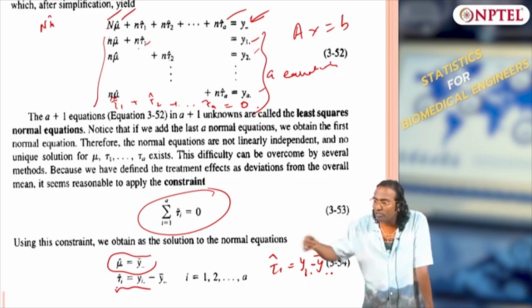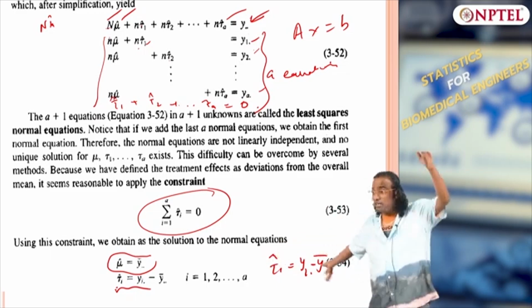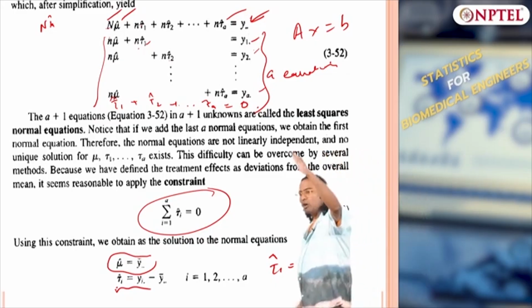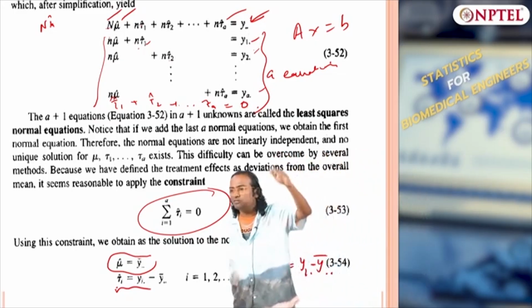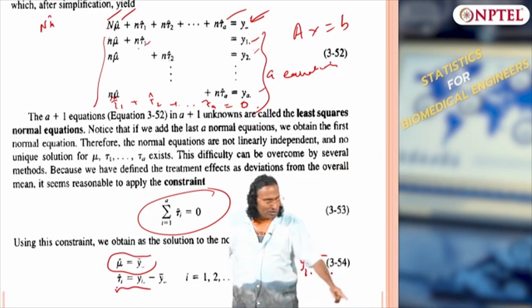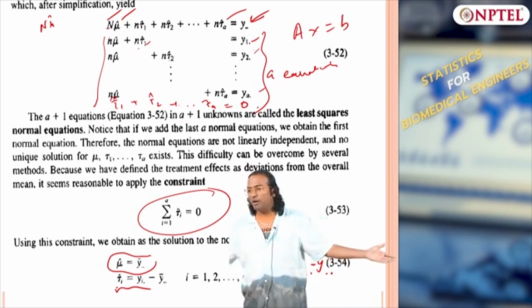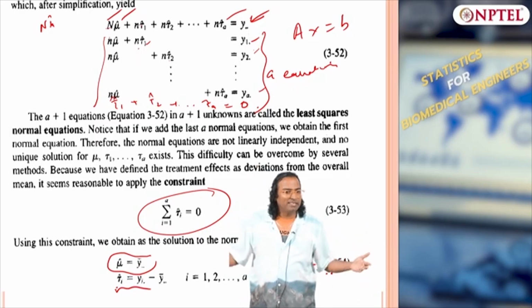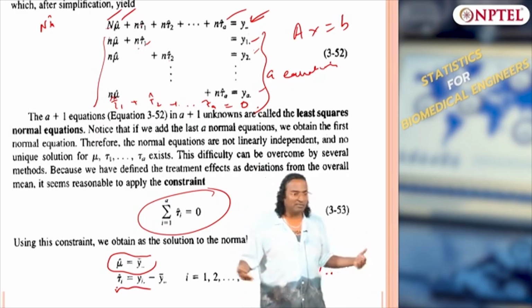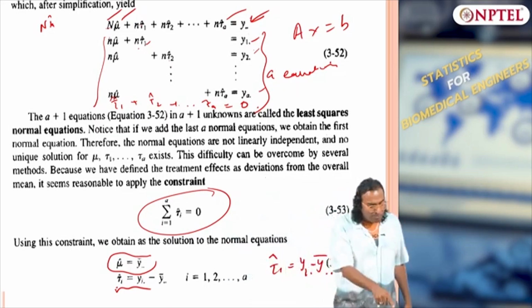Tau 2, how many times does it appear in y dot dot? Y dot dot is a grand sum. Tau 2 appears small n times. And mu hat appears how many times? Now all the data points, that is a times n, which is capital N, right? You understand the third one? Now come to the second equation.